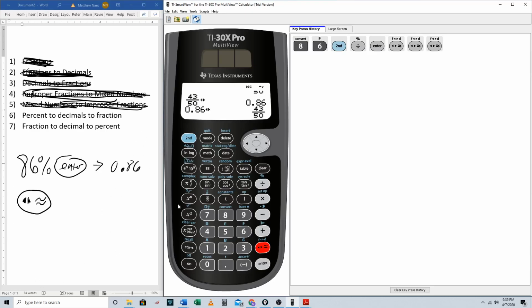So if you don't have anything typed in, it's going to take your last answer and convert it to whatever we want it to convert to. Okay. So that gives us 43/50 as a fraction. Okay, so I'll do another one, just to make sure we're clear on this.